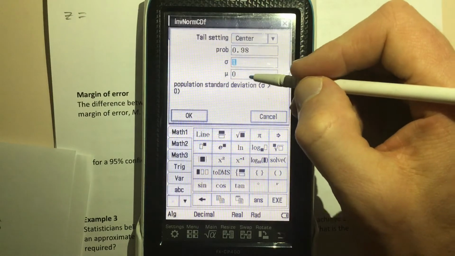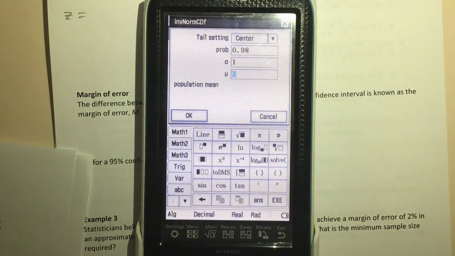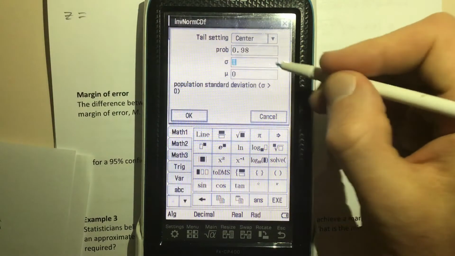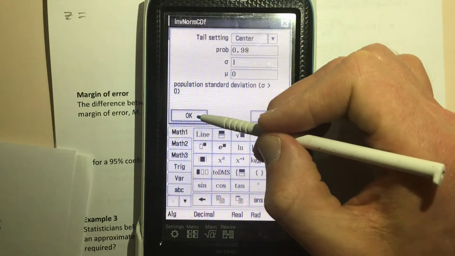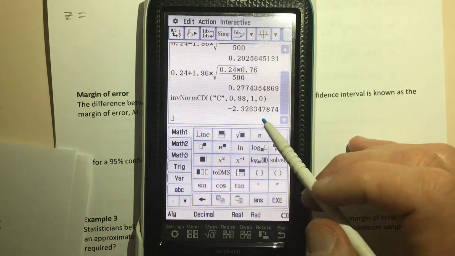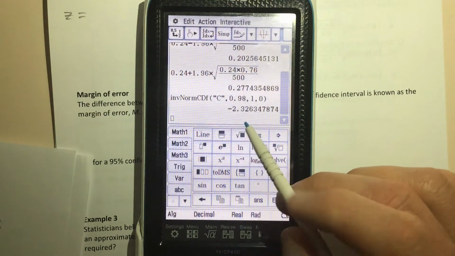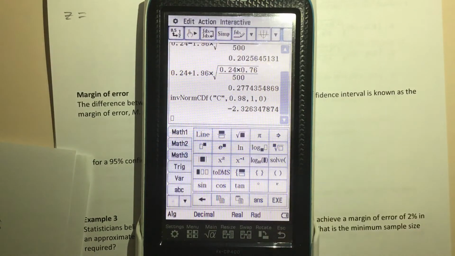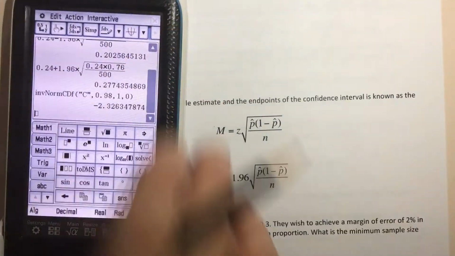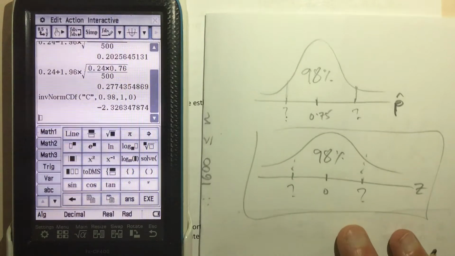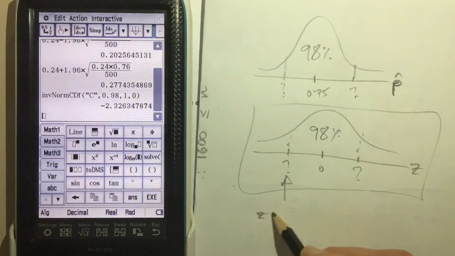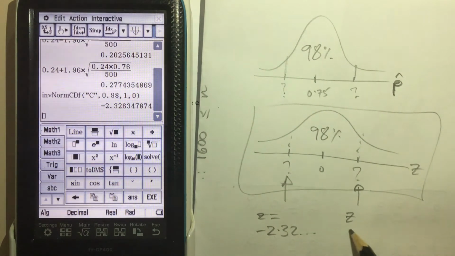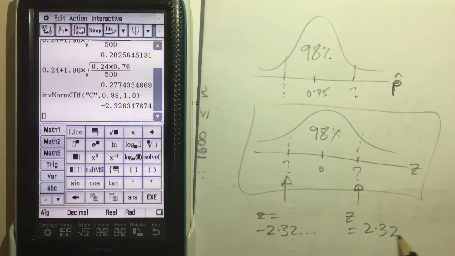And the standard deviation is 1 and the mean is 0, because we're finding a Z value. And remember, Z is the standard normal distribution. The standard normal distribution has a standard deviation of 1 and a mean of 0. So you leave those two numbers as they are. And you hit OK. The CAS is somewhat limited here. It'll only give you the negative value, right? But the positive value is just the same number without the negative sign. So really what we've just found is that this number here is Z equals negative 2.32 and the rest. This number here is Z equals positive 2.32.